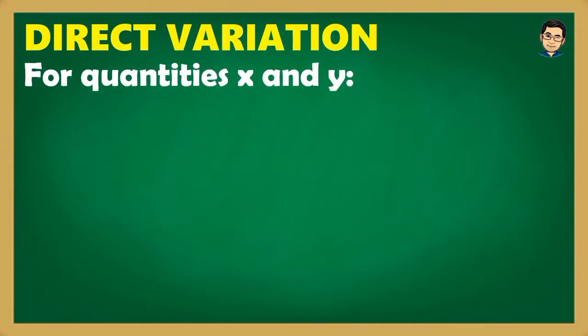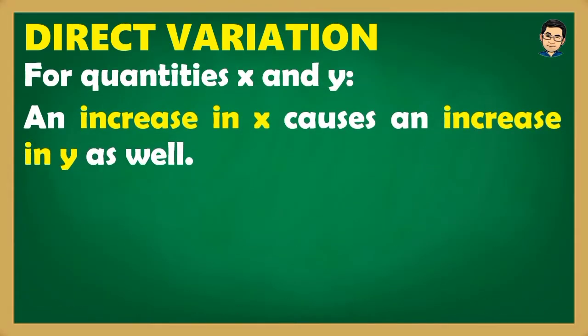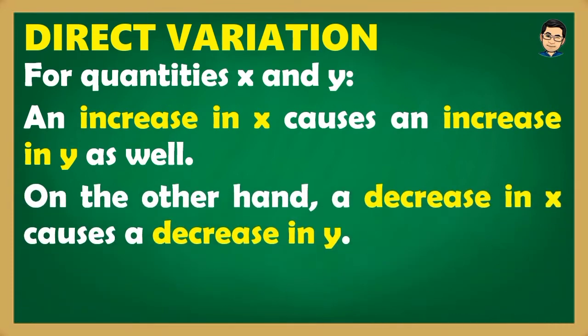For quantities x and y, an increase in x causes an increase in y as well. So when x increases, y also increases. On the other hand, a decrease in x causes a decrease in y. So we remember that the value of y depends on the value of x. That is why y is the dependent variable and x is the independent variable.